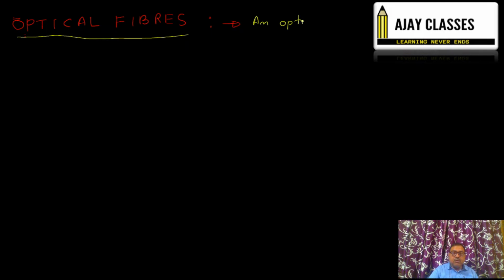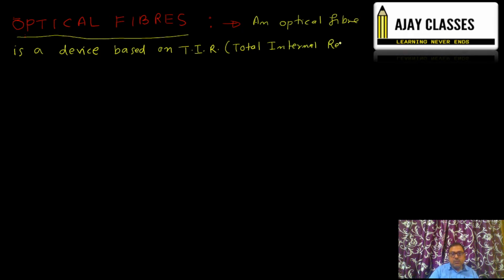An optical fiber is a device based on total internal reflection of light, TIR. Total internal reflection of light.